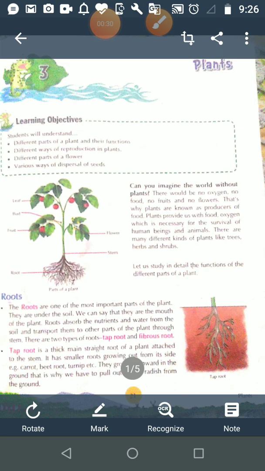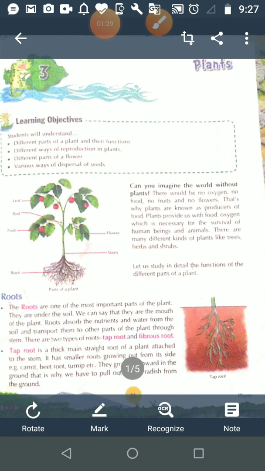The part of the plant that grows below the ground is called the root, and the part of the plant that grows above the ground is called the shoot. And after that, I explained to you the classification of plants.